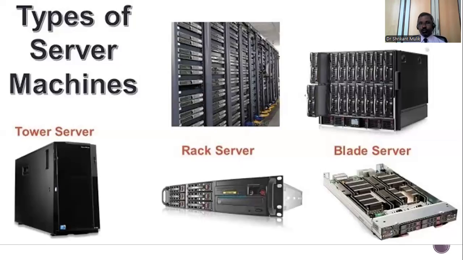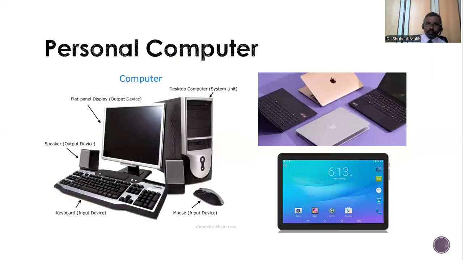Okay? So that is what we call the types of server machines. Then comes our personal computer. Obviously, we use more of a laptop nowadays than a desktop. But for a desktop, you could see there's a system unit, a front panel display, which we call a monitor, a keyboard, speakers that are possible, and you will have a mouse and so on.